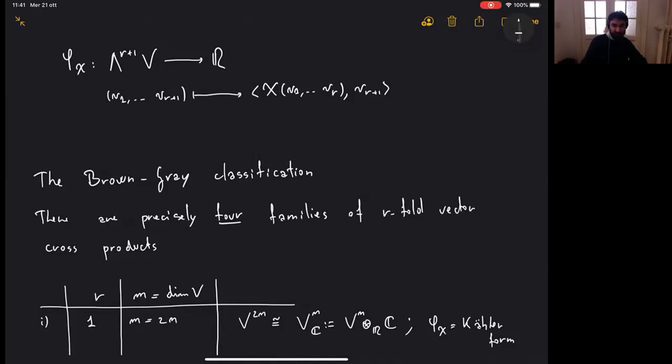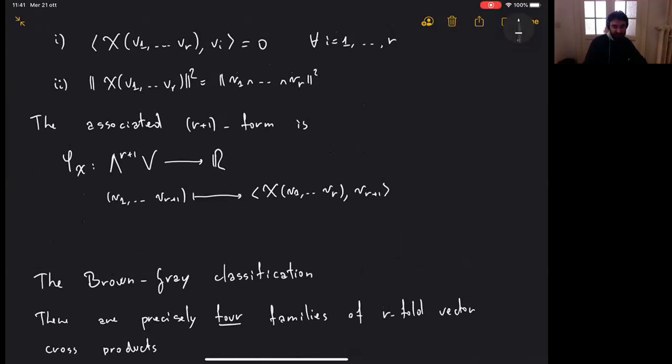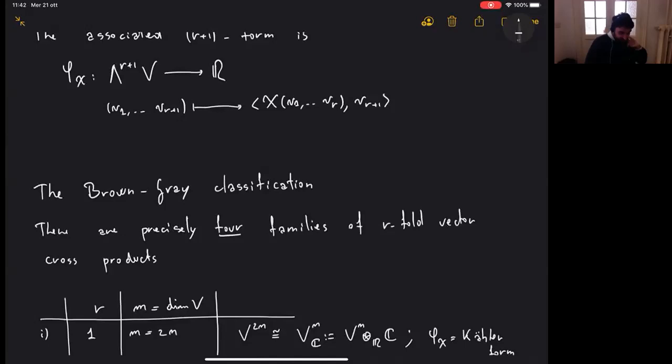And what will be the associated two-form in this case? Well, it will simply be the Kähler form of the metric. If you just look at this definition, phi of J will be J of V against W, which is by definition the Kähler form of a complex structure. Okay, so this is the first family, and the twofold cross product on R3 is of course not an example of this. Both because R is 2 in that case and not 1, and because the dimension of R3 is 3 and that is clearly not even.